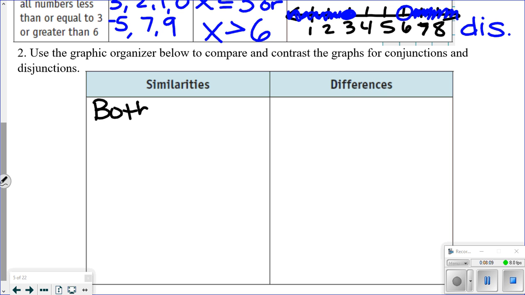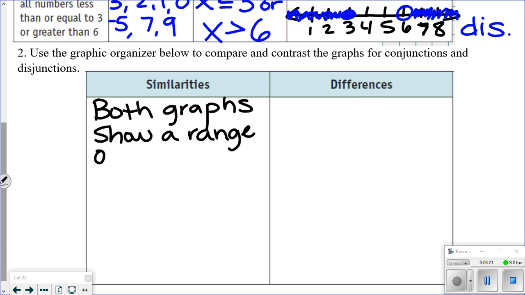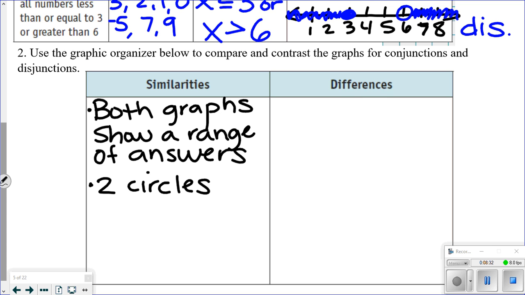Both graphs show a range of numbers or a range of answers. Both graphs have two circles. Yes, both graphs have shading. Kind of goes along with the first one.